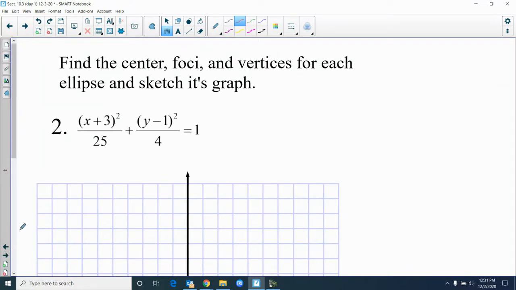All right, let's take a look at the next one. Find the center, foci, and vertices for each ellipse and sketch its graph. Now, our center is going to be -3, 1. The a squared is always the bigger one. a squared equals 25 here, so b squared equals 4. That means a equals 5 and b equals 2.